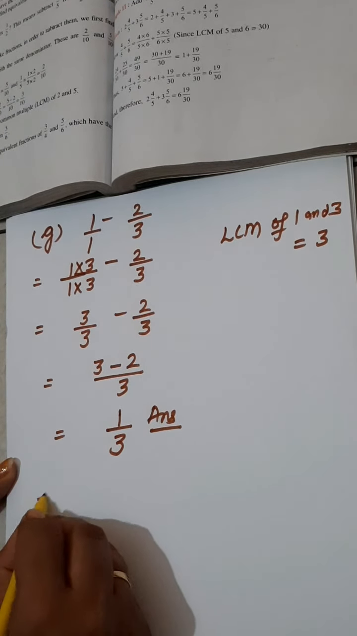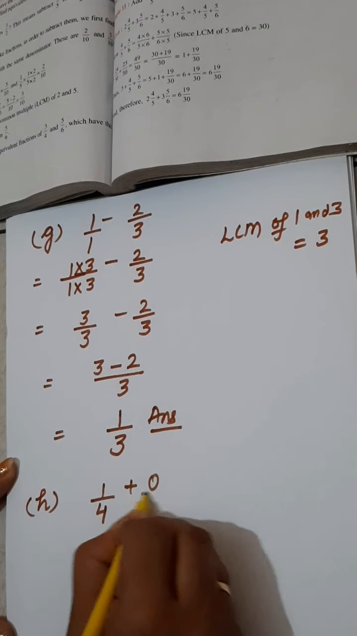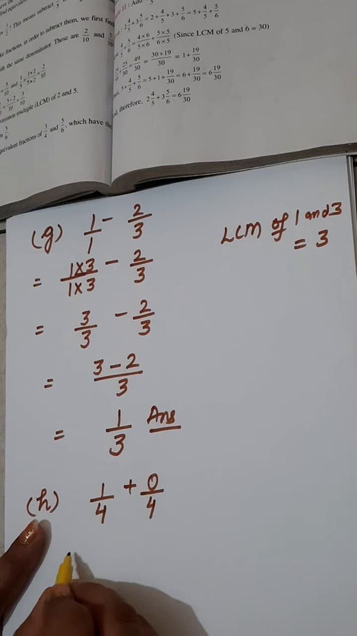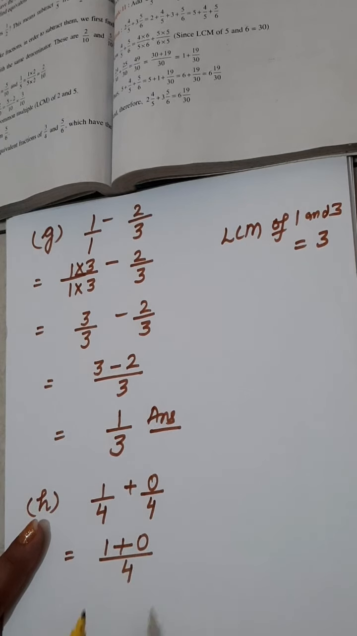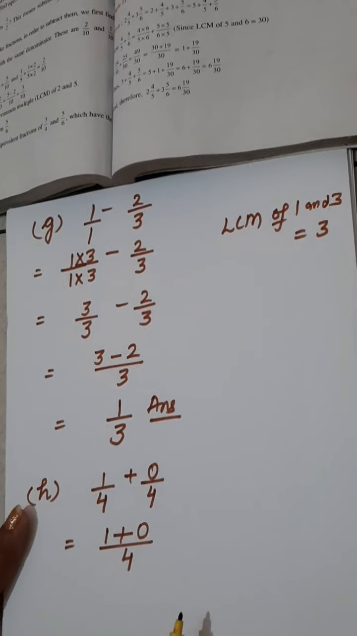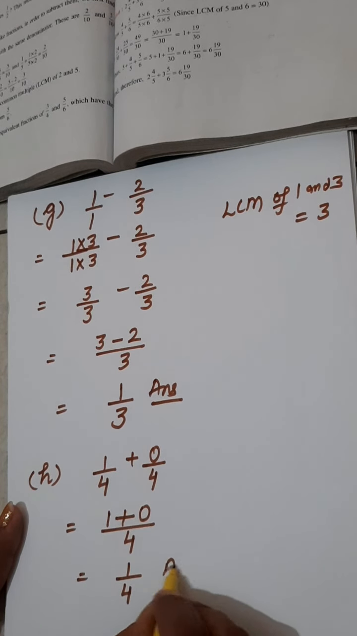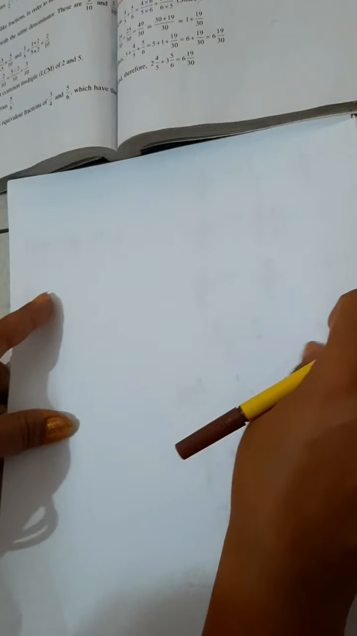Then after G we have H part. H part is 1 upon 4 plus 0 upon 4. Again in this denominators are same, so add the numerators. 1 plus 0 upon 4. When you add 1 plus 0, this is equal to 1 upon 4. So your answer is 1 upon 4. Now next we have I part.